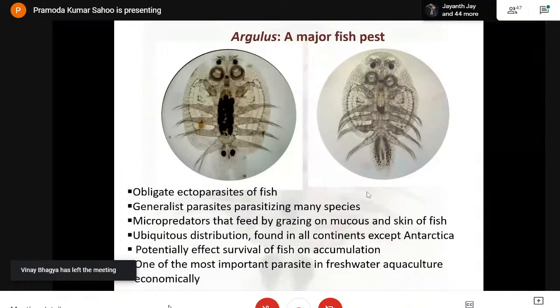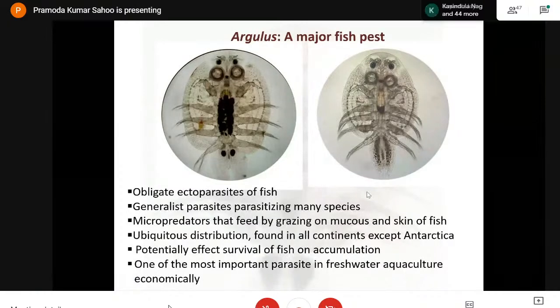They inject some toxins like proteases and other anticoagulants, so at the place of attachment, at the place of injection, fine hemorrhages will appear because they are injecting anticoagulants. So bleeding will be continuously there. They feed on the blood and they inject. They also eat dead tissue and mucus. So they depend upon the host for their survival.